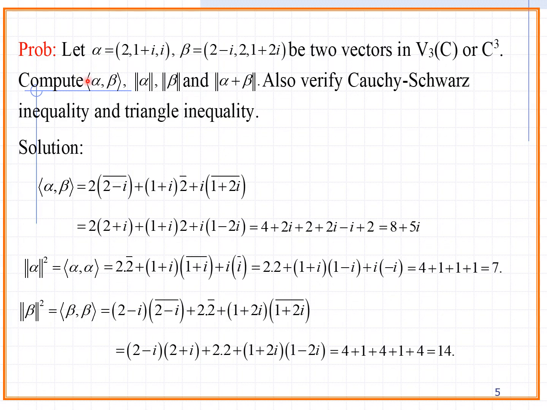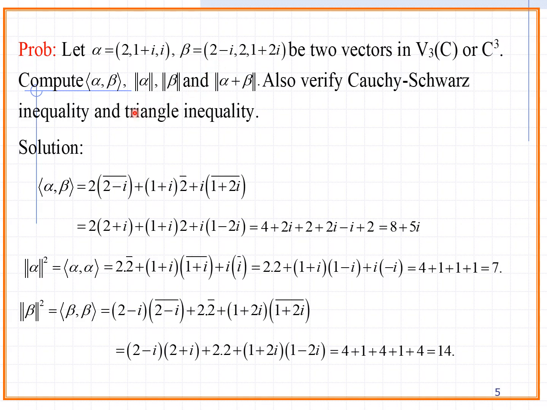Before going to orthonormal sets, let us see one more example problem here. Alpha equals (2, 1+i, i), with imaginary numbers, and beta is also a vector in complex form. Two vectors in C^3. Here the 3 means three values are given, so C cube, C meaning complex numbers in 3 dimensions.